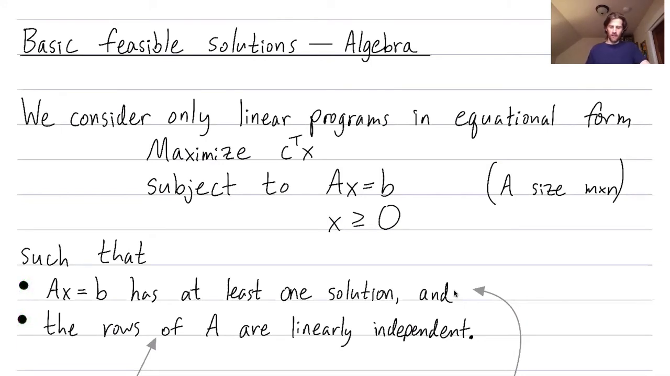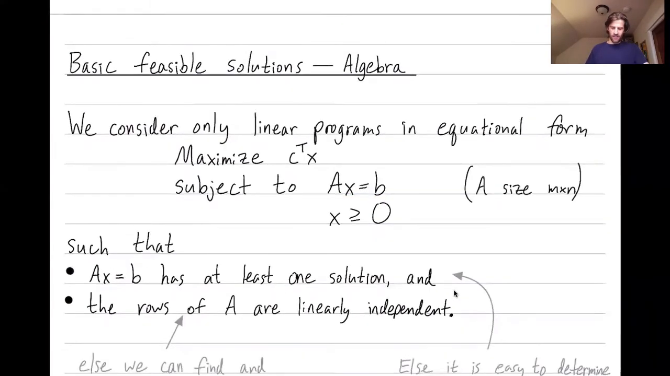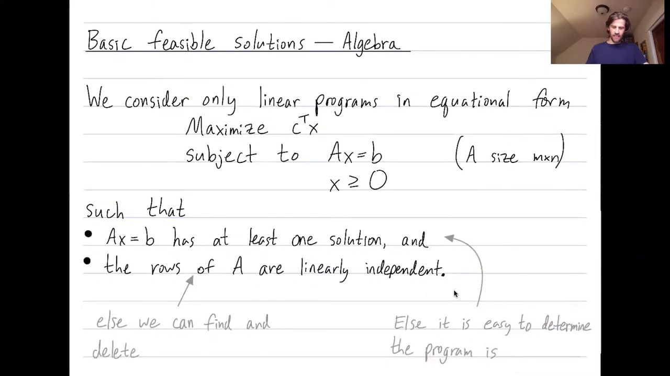We want the matrix equality to have at least one solution, since otherwise it's easy to see that the corresponding linear program is infeasible. All right, so that's an easy check. You're given a linear program. Just do some Gaussian elimination after you put it in equational form. If this matrix equation has no solutions, then you know your program's infeasible.